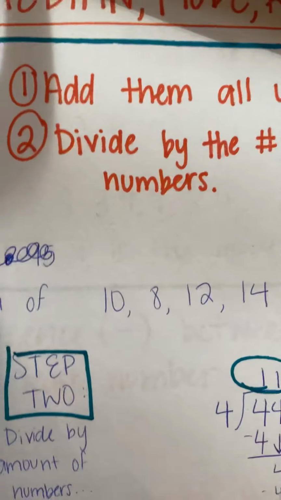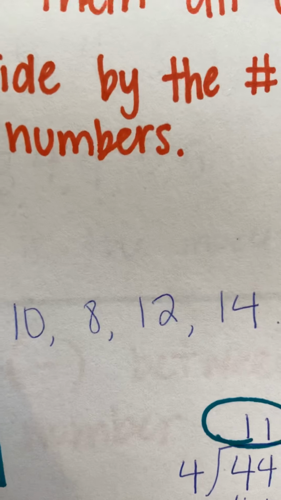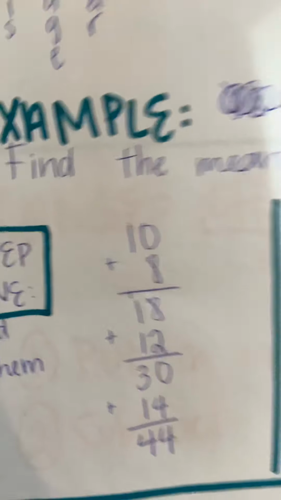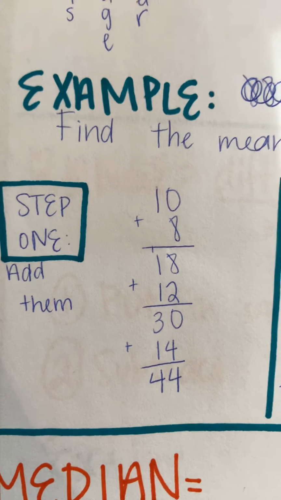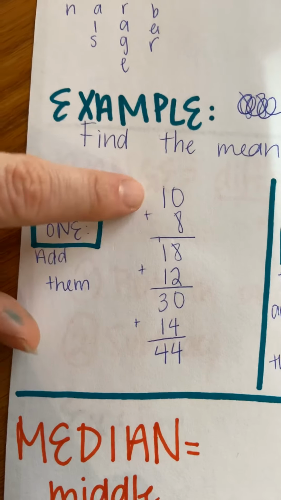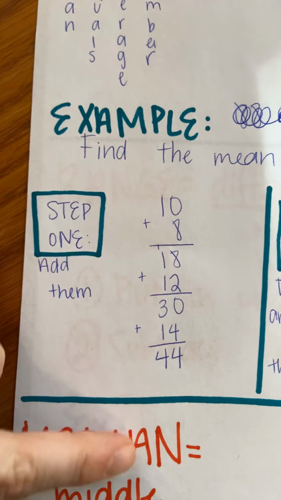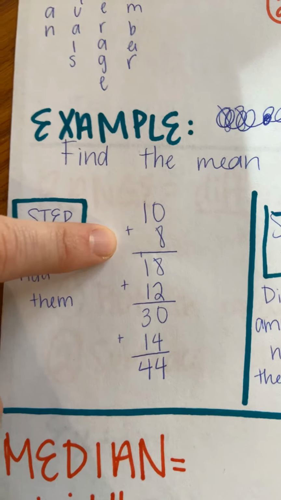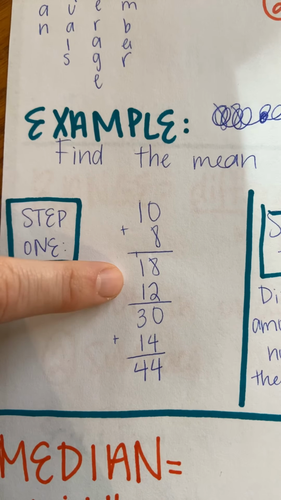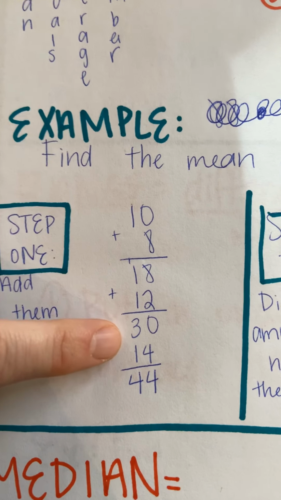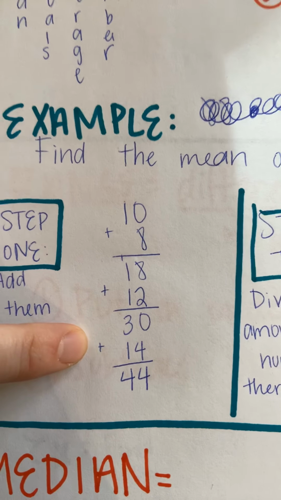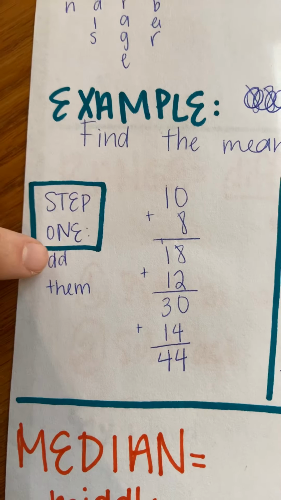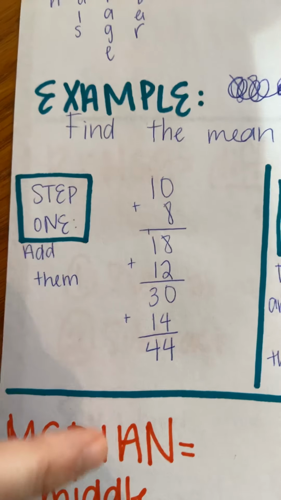If we have these numbers, 10, 8, 12, and 14, step 1 is just to add them all up. However way you want to do that, some people like to write them all out and add them up, and some people do it one step at a time, and that's what I do. So 10 plus 8 gives us 18, plus 12 is 30, plus 14 is 44. So step 1 is complete. I added all of those numbers.